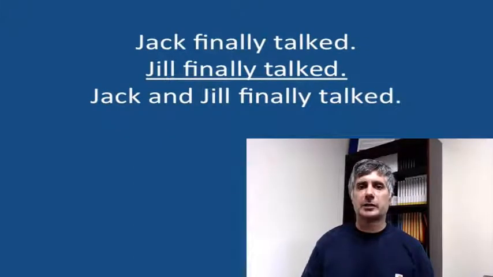When I say Jack and Jill finally talked, I'm using the word and as a propositional connective. It takes two propositions, first, that Jack finally talked, and second, that Jill finally talked. And it combines those two propositions into a third proposition, the proposition that Jack and Jill finally talked. Now that's a third way to understand the sentence Jack and Jill finally talked, and it's different from the first two. But that's the only way of understanding the word and so that it's a propositional connective in that sentence.